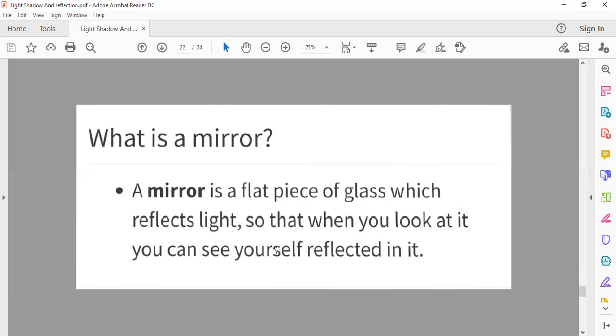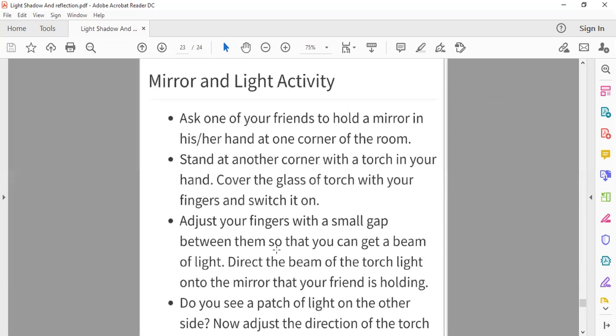So light does not pass through the mirror. It is just reflected back. Because you have seen the back side of the mirror, it's painted. Either it is painted with black color or red color or gray color, any of the colors it can be. The back side of the mirror is painted, so the light can't pass through it. Light only gets reflected by it. So you know that we can see our reflection in the mirror only.